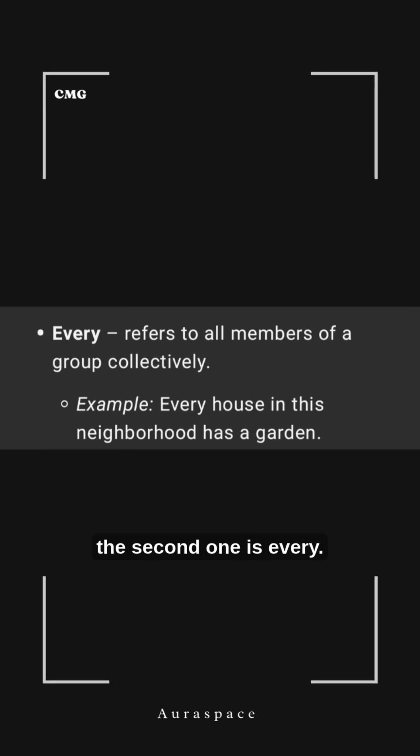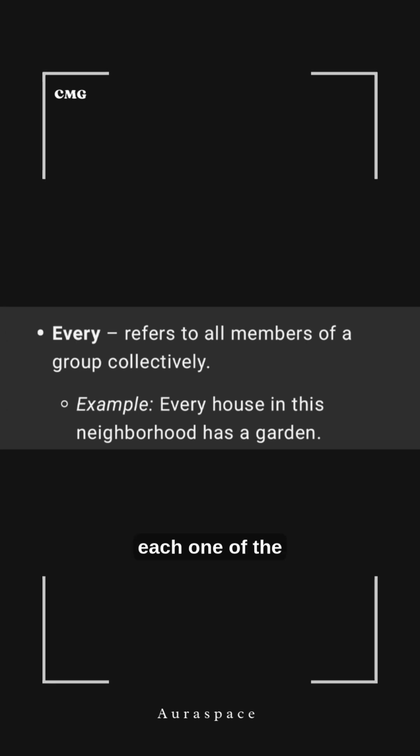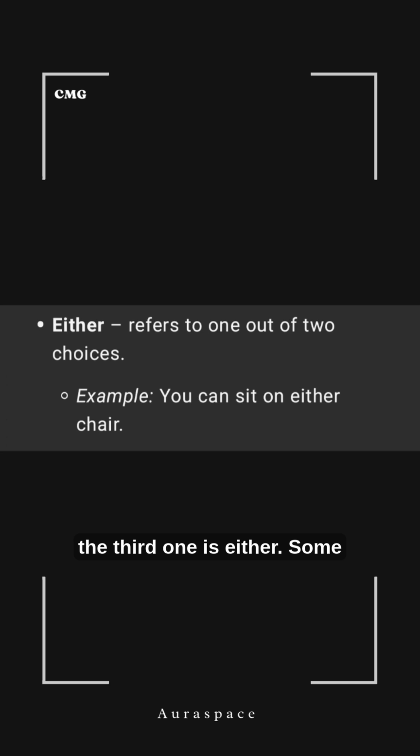Now, the second one is every. This refers to all members of a group collectively. Example: Every house in this neighborhood has a garden. So all the houses in the neighborhood, by this time we are talking about each of them, each one of the houses.